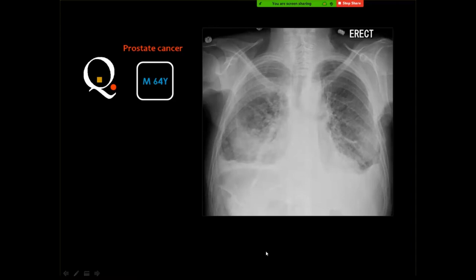Bilateral diffuse interstitial opacities with bilateral pleural effusion. Yes, in patchy areas in the right lung. In case of a history of prostatic cancer, it's highly suspected to be metastases in the first priority. What kind of mets?